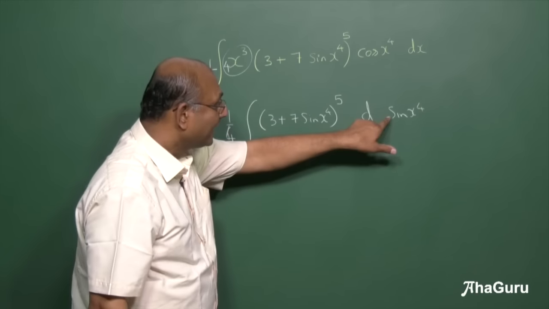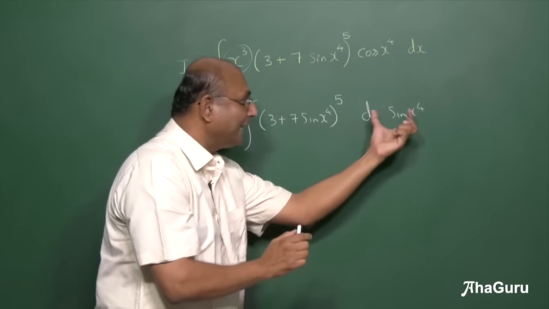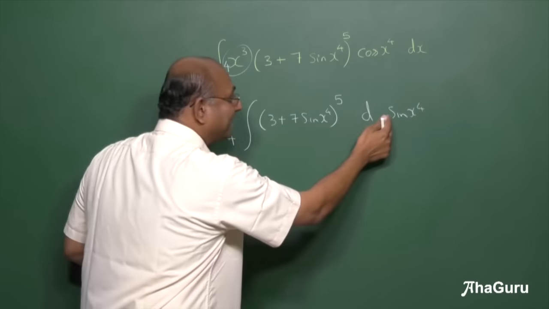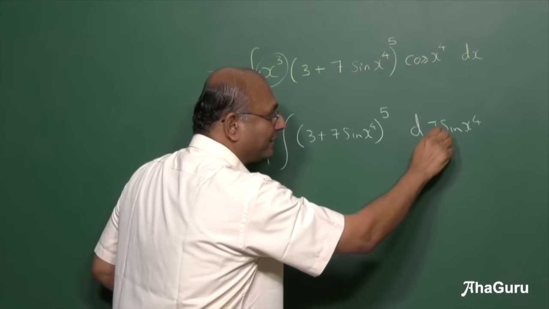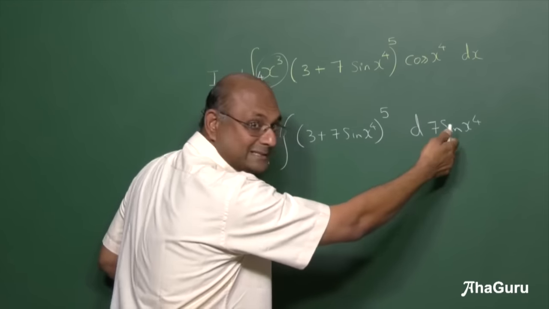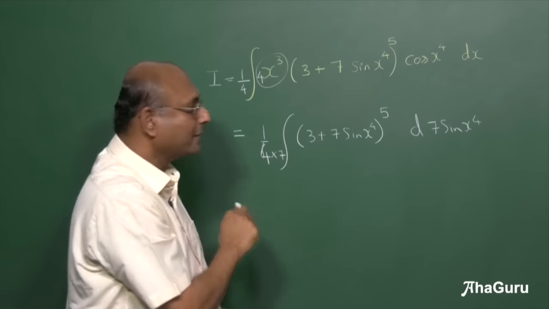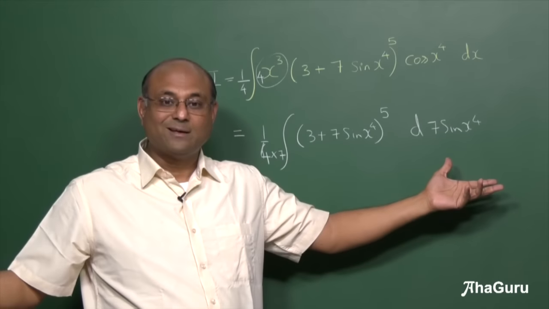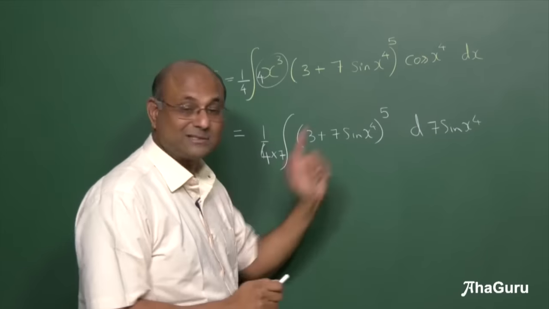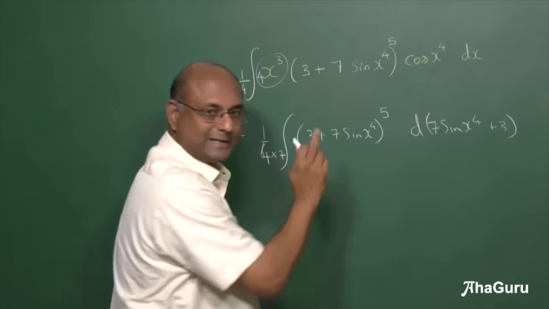But you see, I need this. If I want to think of this as blob power 5, I need blob here. I need 7 sin x power 4 plus 3. So let us put a 7. But that means I must divide by a 7. That 7 comes all the way out, so it becomes 4 into 7. Right? Now I need to add 3. But adding 3, there is no problem. Why? Because 3 is a constant. So you can always add a 3. I can add it on this side or that side, really doesn't matter.